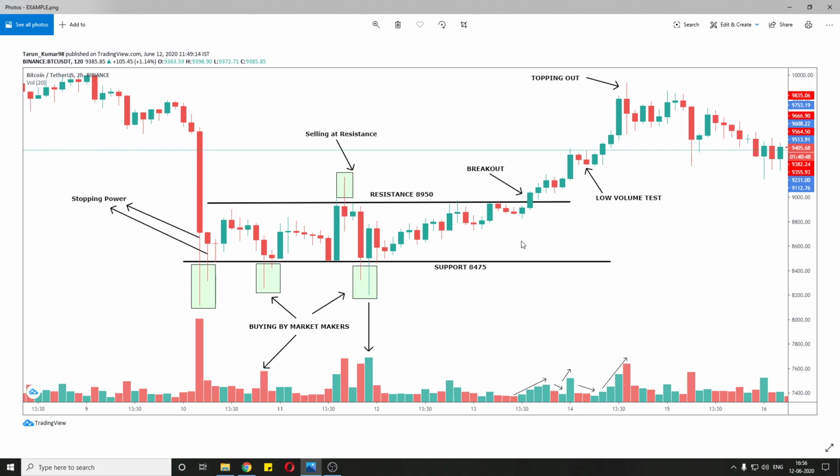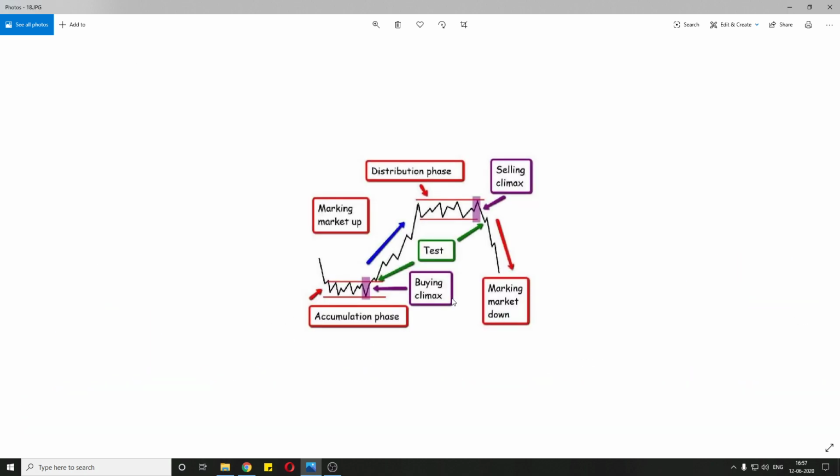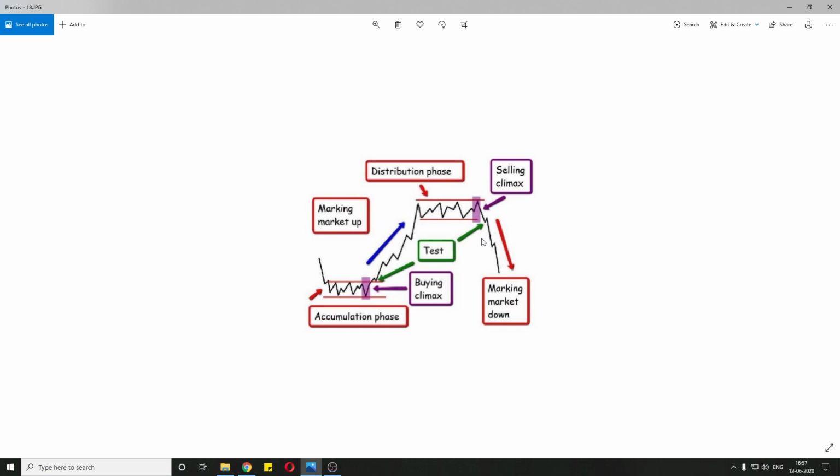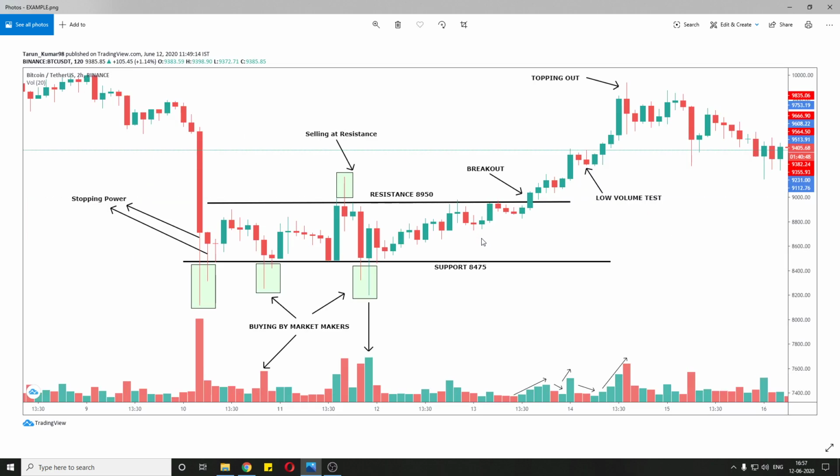If we look at the arrows on the volume, we see that the volume is increasing during the up move, and during the small correction the volume is decreasing, indicating that the pullbacks are with the lower volume, as we see in this example that the pullbacks are on low volume. And you can pause this Bitcoin chart as well if you want to have a clear picture.